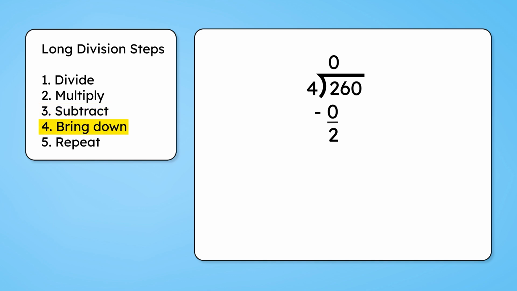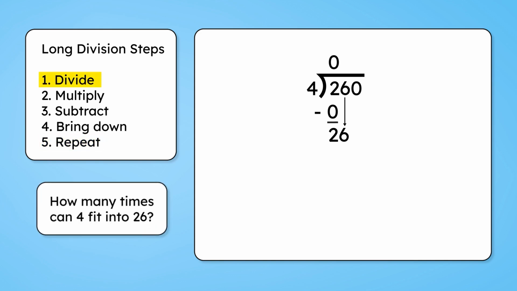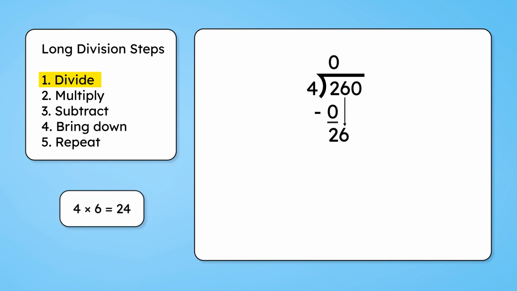Step 4 is to bring down the next digit of the dividend. Drawing an arrow is a great way to keep the numbers in line and organized. We'll bring the digit 6 down in line with the 2 we had left over after subtracting. Finally, step 5 is to repeat the steps until all the digits of the dividend have been used. To repeat the steps, we'll check how many times 4 can fit into 26. Well, 4 times 6 equals 24, so 4 fits into 26 6 times. We record the 6 in the quotient above the tens place.